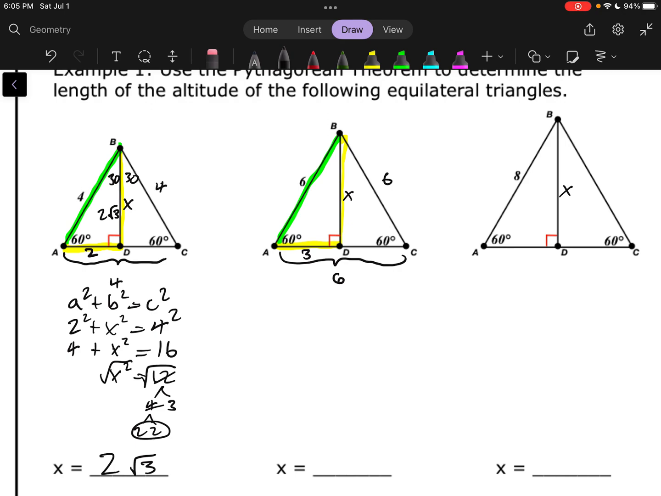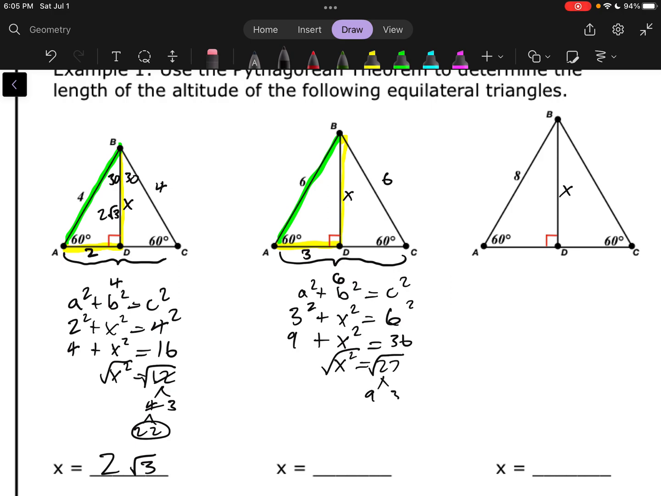Okay. So now this one, a squared plus b squared equals c squared. This is going to be 3 squared plus x squared equals 6 squared. That's 9 plus x squared equals 36. If I subtract the 9, I'm going to get 27. That could be 9 and 3, which gives me a pair of 3's. So this will be 3 root 3.